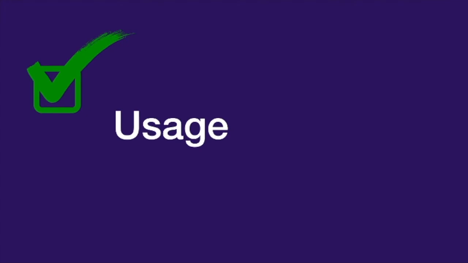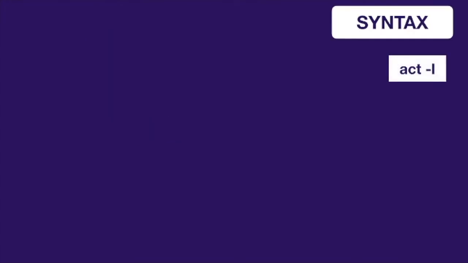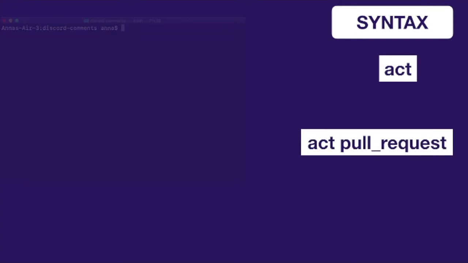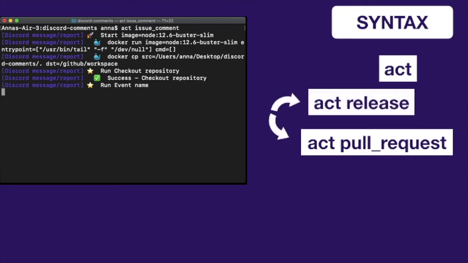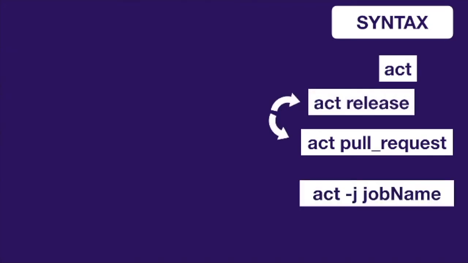Since Act is a command line interface, there are some commands you need to know. act -l lists all available GitHub workflows. To run the tool, you can use just act, and that by default is going to emulate a push event, or you can define which event you want to trigger and run several of those at the same time. You can also choose to run a specific job by using the -j flag.